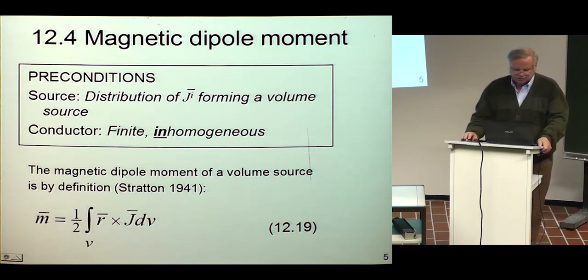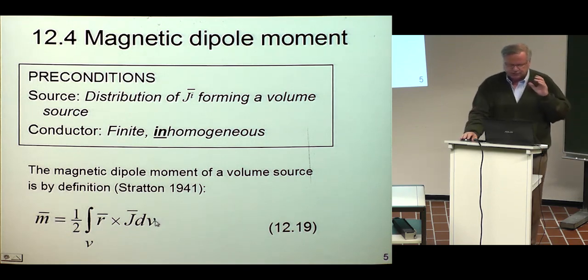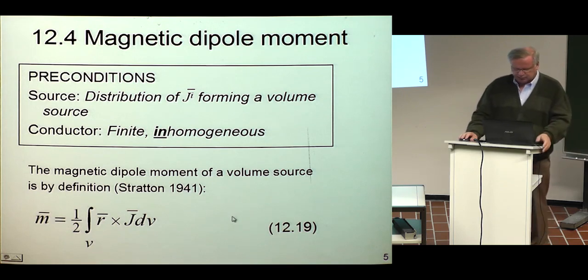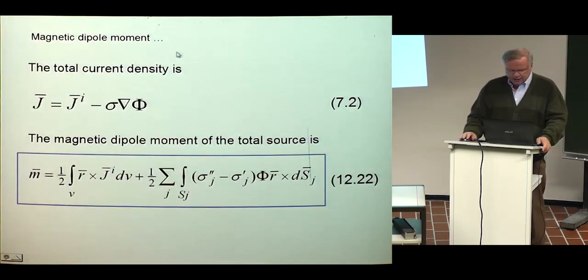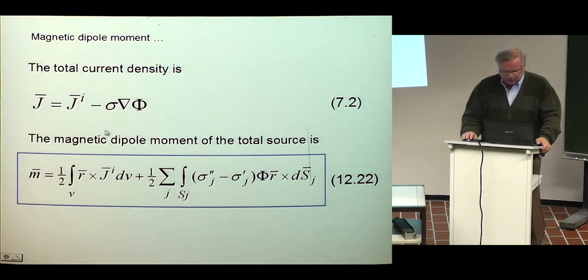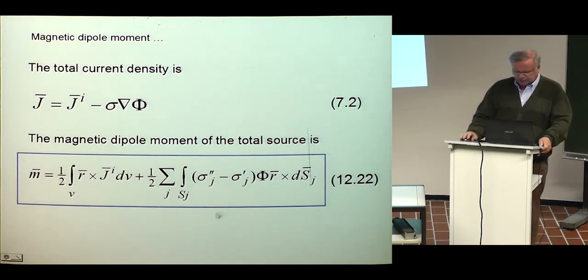We go to finite inhomogeneous. The magnetic dipole moment of the volume source is, by definition, 1/2 times the volume integral of r cross J dV. That is the mathematical definition in electromagnetic theory for a magnetic dipole moment. And the total current density was given earlier as the impressed current density minus the return current. The magnetic dipole moment of the total source in a finite inhomogeneous, piecewise homogeneous volume conductor is this one.